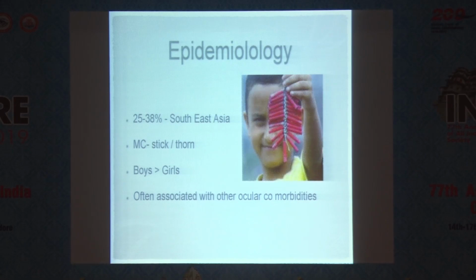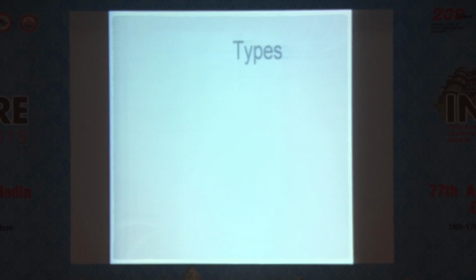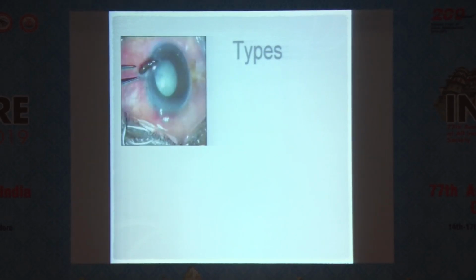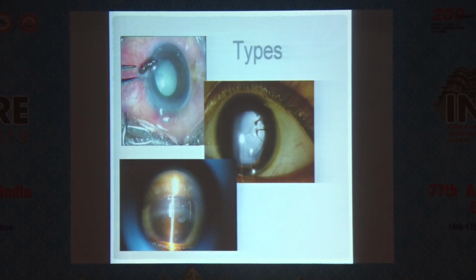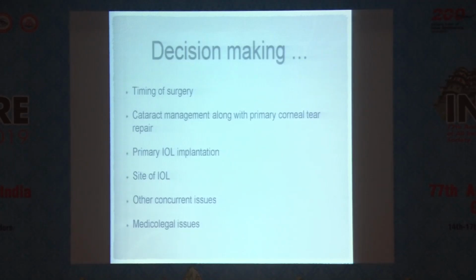As you can see, children love to play with crackers, and this is a time when we do see a lot of injuries. The types can be an open globe injury like this, when there is a corneal tear with an iris prolapse and traumatic cataract, or it can be a closed globe injury, blunt injuries causing traumatic cataract by the force. And in the third picture, you can see zonular dialysis with a cataract.